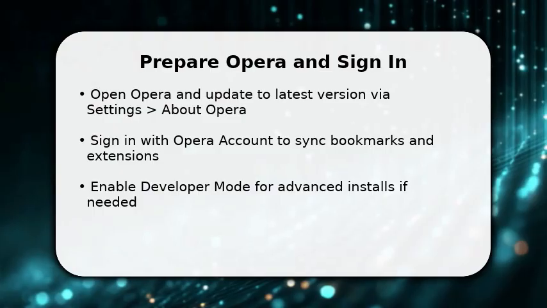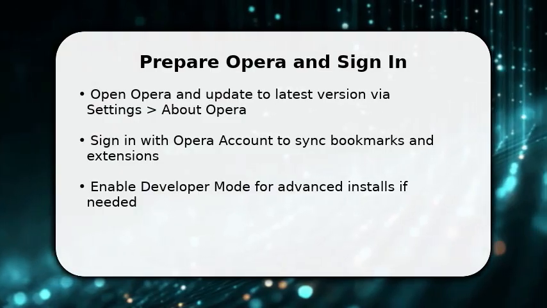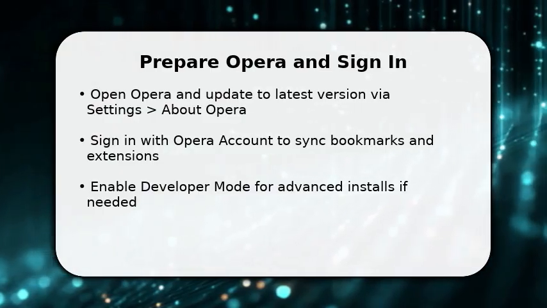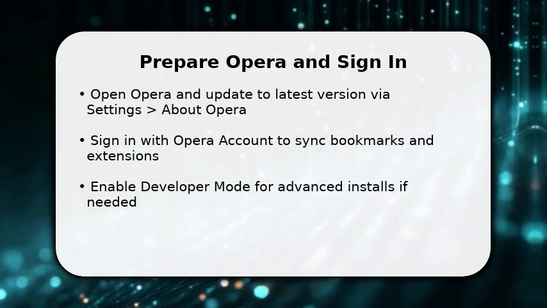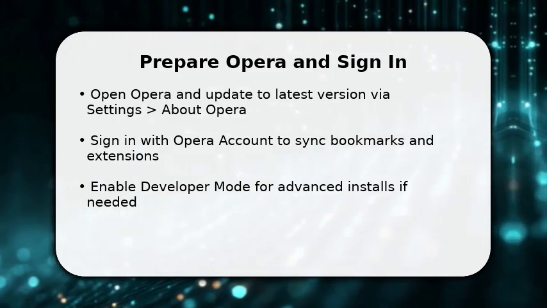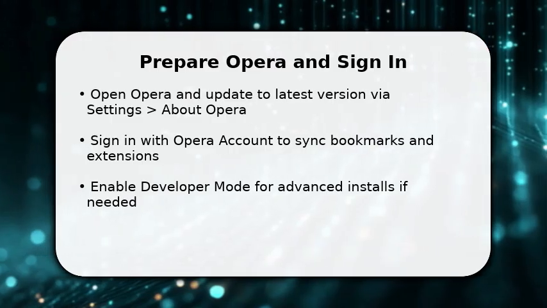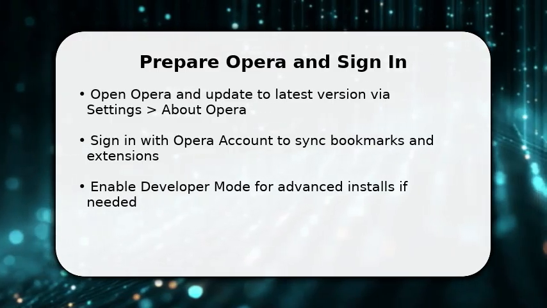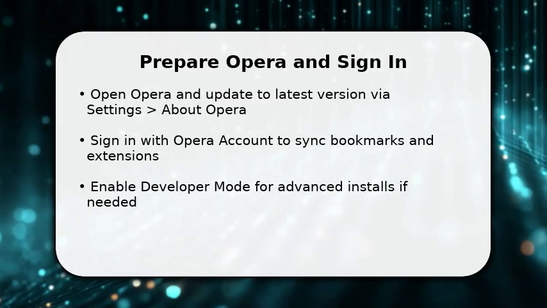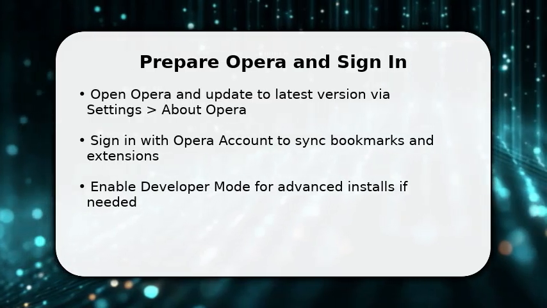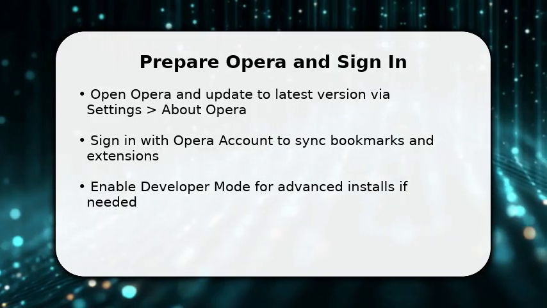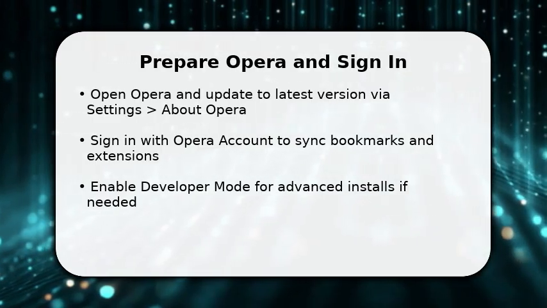You start by opening Opera and ensuring it's updated. This avoids compatibility issues. Sign in with your Opera account so extensions and settings sync across devices. Once signed in, go to Extensions and enable Developer Mode if you plan to load unpacked extensions. Doing this first saves time later because you'll already have permissions and a compatible browser state.